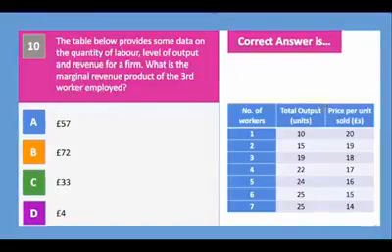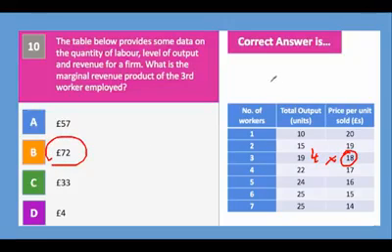Okay, let's look at the last quiz. The table below provides some data on the quantity of labor, level of output, and revenue for a firm. What is the marginal revenue product of the third worker employed? Okay, let's look at the third worker employed. So the marginal product is the additional product, so it's 4, and the price will be 18, right? We just multiply by 18. So that will be 72. So that will be B. Yeah, that's our very quick quiz together.